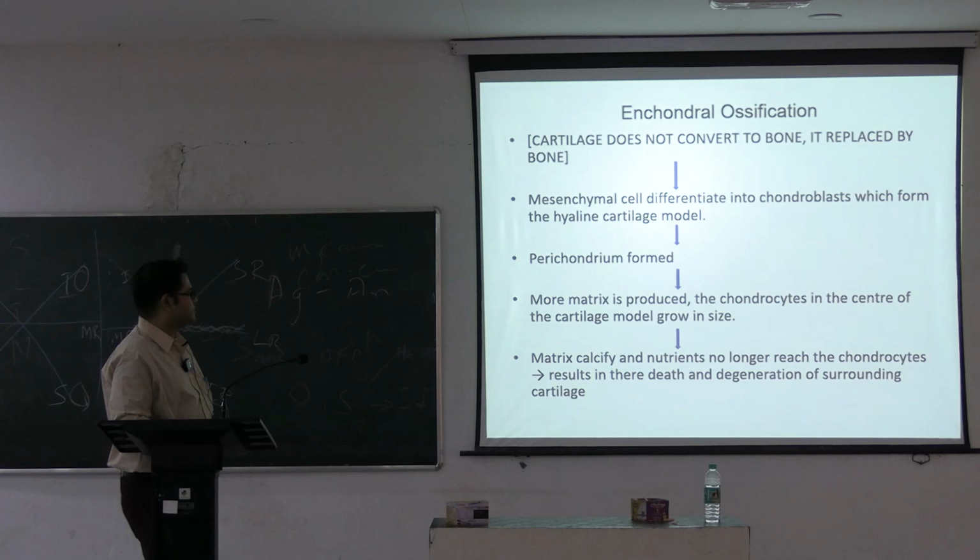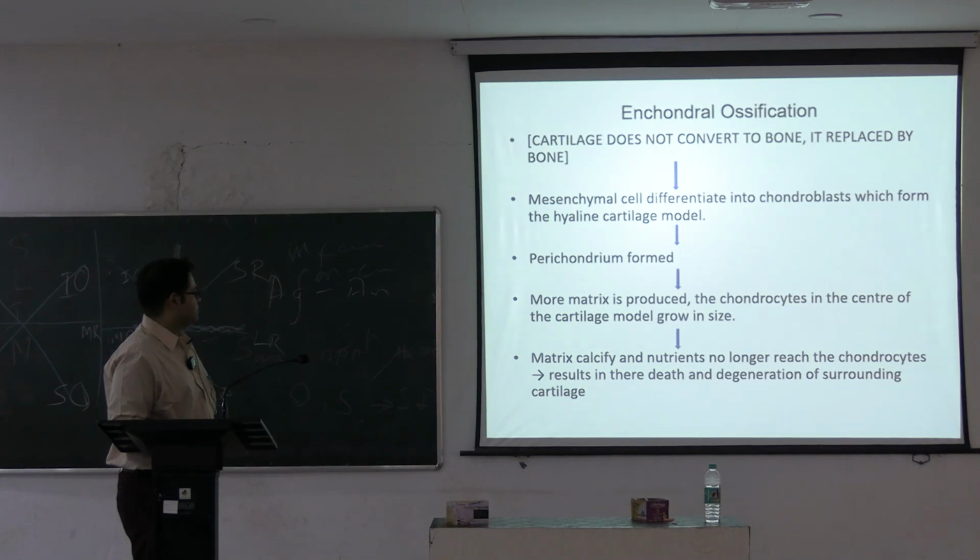Now, the other kind of ossification is endochondral ossification. What does endochondral mean? It very simply means within cartilage. We have to remember that the cartilage does not convert to bone; it is merely replaced by the bone. Now the mesenchymal cell differentiates into chondroblasts, which form the hyaline cartilage model. This is the kind of ossification that we see in an embryo, in the embryological stages and the early stages of growth.